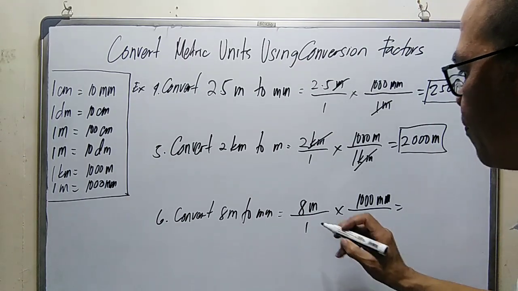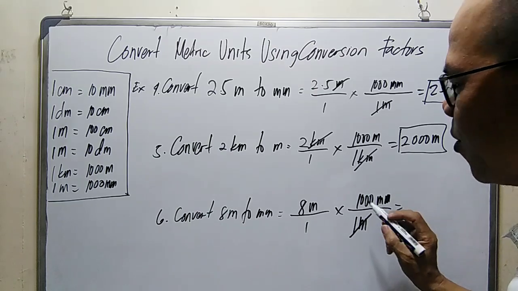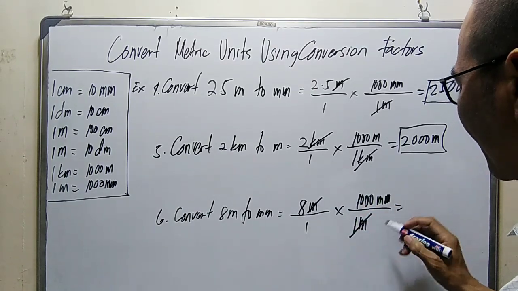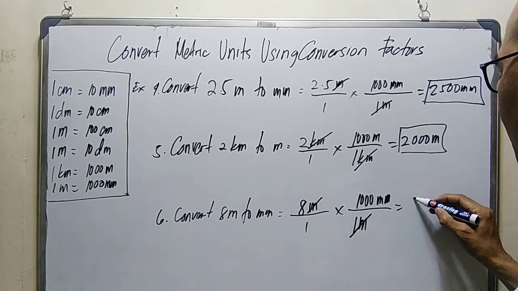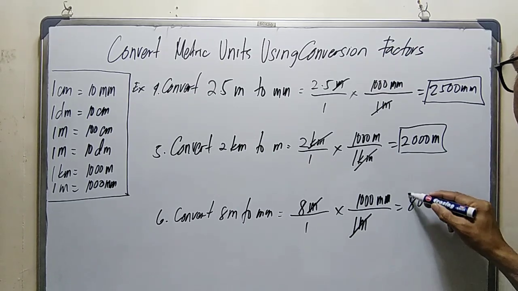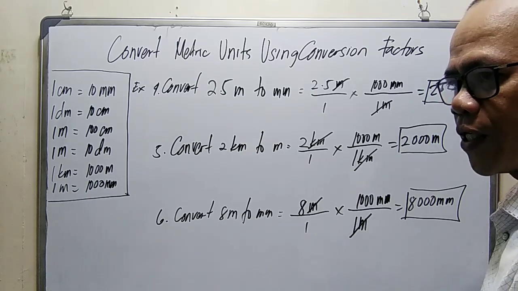Equals, masundan. So, i-cancel natin yung 1m, sana all 1m. Yung meter dyan, hindi 1 million na, meter yan. So, 8 times 1,000 is equal to 8,000 millimeters. This is your final answer sa ating example number 6.